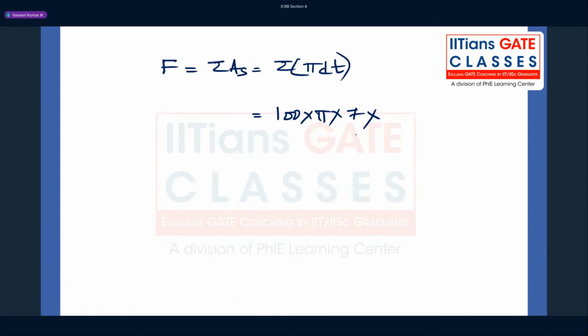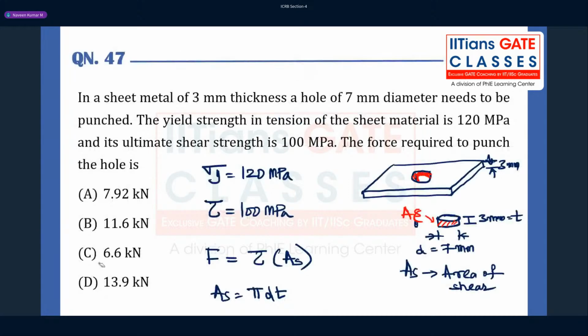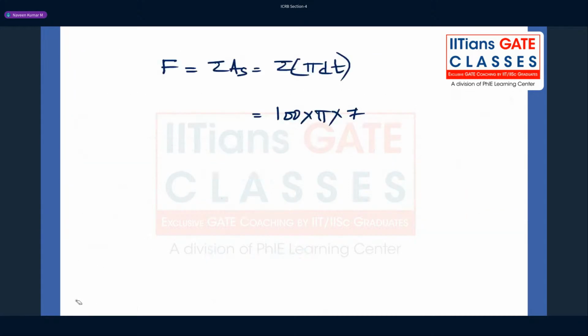7 mm into thickness is 3 mm. Here I'll just convert into these things. They're asking it in kilonewtons, right? So megapascal is given. Let me write that megapascal here itself. Let me convert that into pascals, 10 to the power of 6.